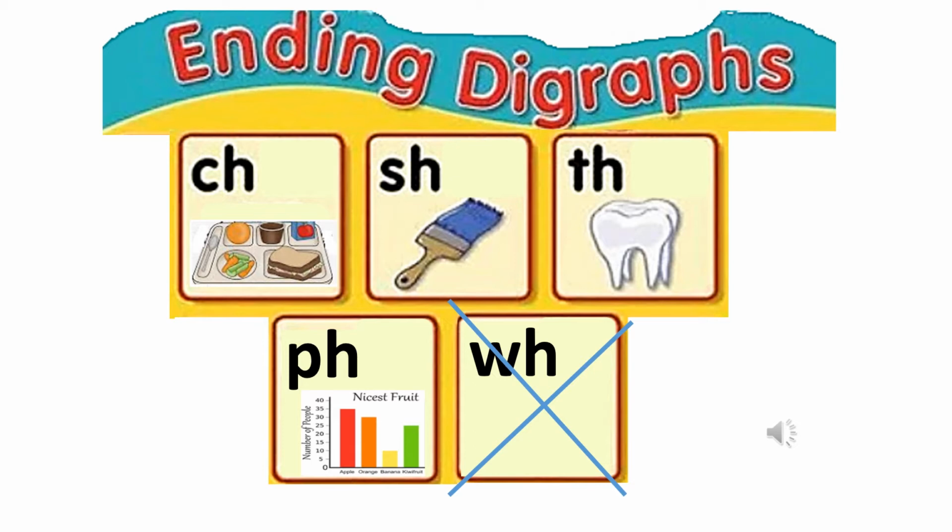Now these same digraphs, except for the WH, sometimes show up at the end of a word, and they are called ending digraphs. So for example, CH appears at the end of the word lunch. You can hear the ch at the end of the word lunch. SH, you can hear at the end of the word brush. TH, you can hear at the end of the word tooth. PH, on the bottom, you can hear at the end of the word graph.